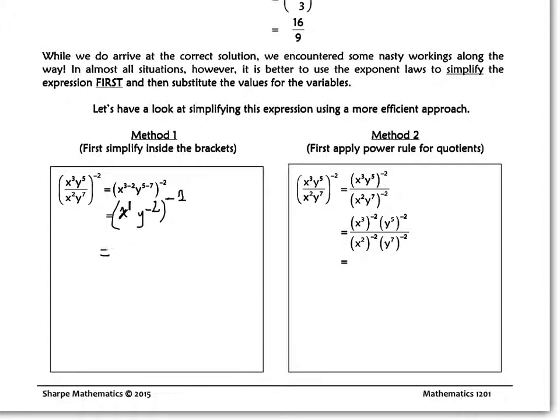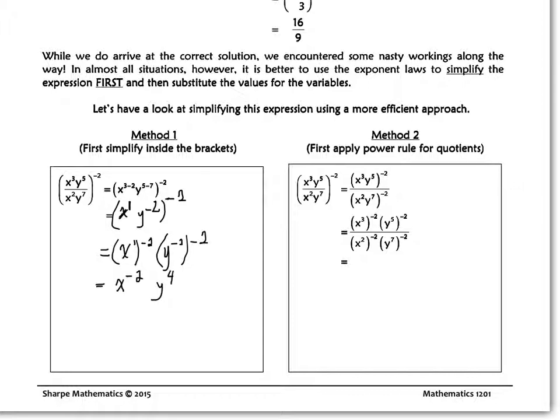So then what I would do there is I would go down one step further and use the power of a product rule. So that would be x to the 1 to the negative 2, and y to the negative 2 to the negative 2, which would give you x power of a power. Now you multiply and you get x to the negative 2, y to the 4. Okay?